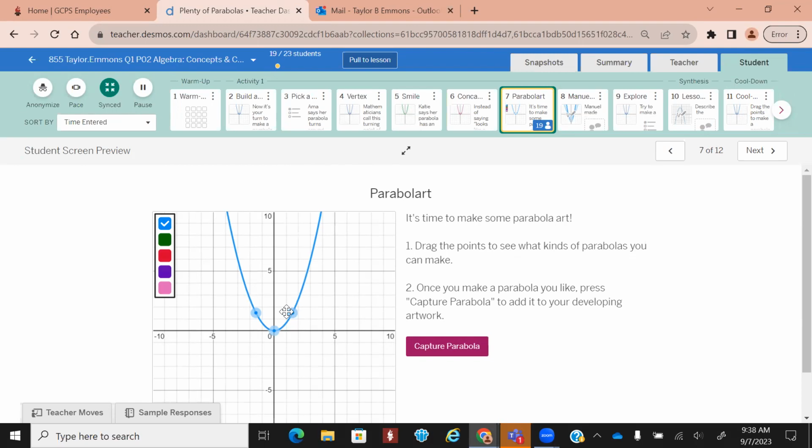So what you're gonna do is drag the point to make parabola shapes. And once you make a parabola, you can press capture parabola, and then you can move the next one and make it different colors and move it around to make a picture. Take about 4 minutes to create a picture.